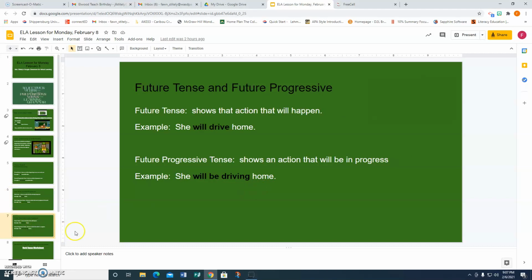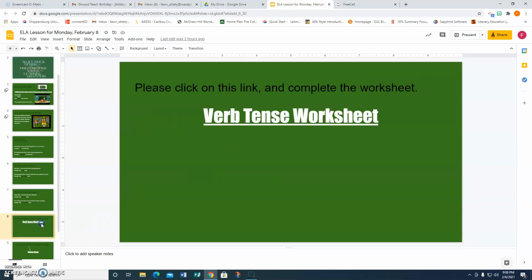And then the last one we're going to take a look at is the future tense and the future progressive. Future tense means that the action will happen. She will drive home. It's going to happen in the future. Or the future progressive is an action that will be in progress. She will be driving home. That's our future tense and future progressive tense.